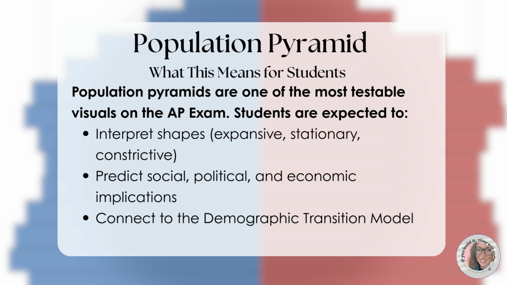What this means for students. Population pyramids are one of the most testable visuals on the AP exam. Students are expected to interpret shapes: expansive, stationary, constrictive, and predict social, political, and economic implications. Connect to the demographic transition model.